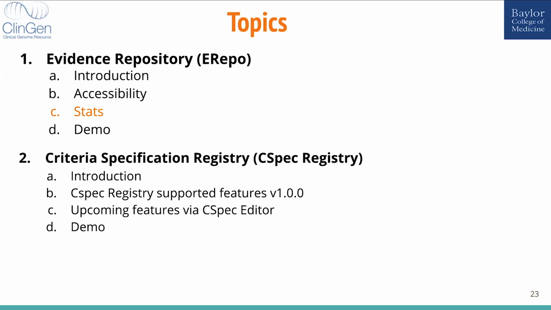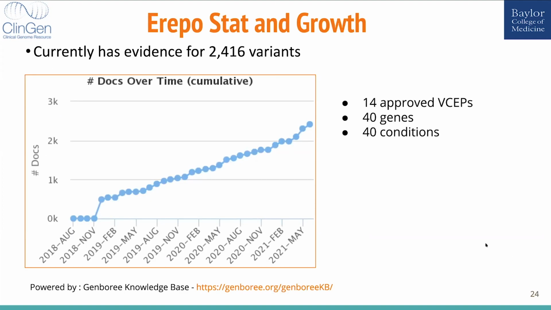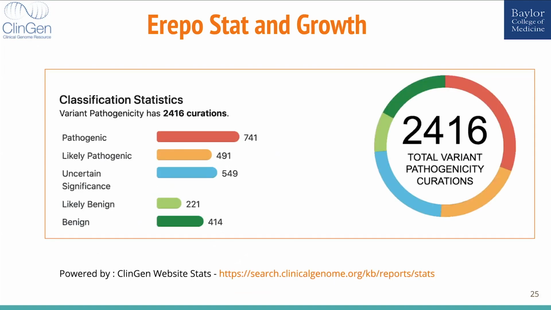Also wanted to briefly talk about the stats, not in detail, just some basic information. So currently, as of today, E-Repo has 2,416 variants across 14 approved ClinGen VSEPs, 40 genes and 40 conditions. So you can see it was established in 2018 and the cumulative growth of variants as of today. And this is one of the snapshots from the ClinGen website that Erin just showed now. So there are a total of 2,400 variants, and you can see how they are categorized with respect to each of the variant classifications.